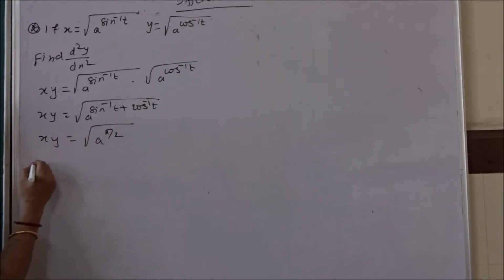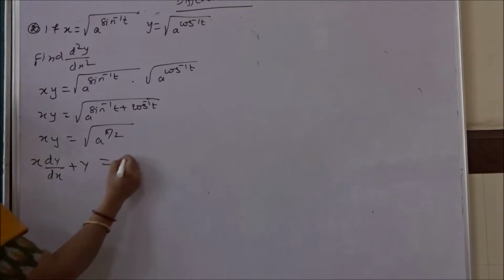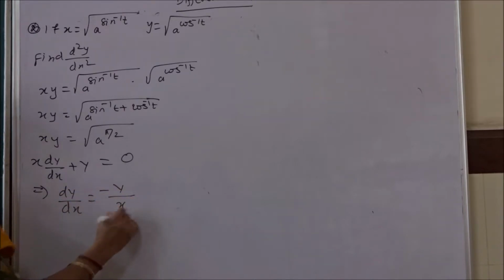Now start differentiation, product rule of course. x into dy by dx plus y into differentiation of x, which is 1, is equal to 0. So this implies dy by dx equal to minus y by x. Am I correct?